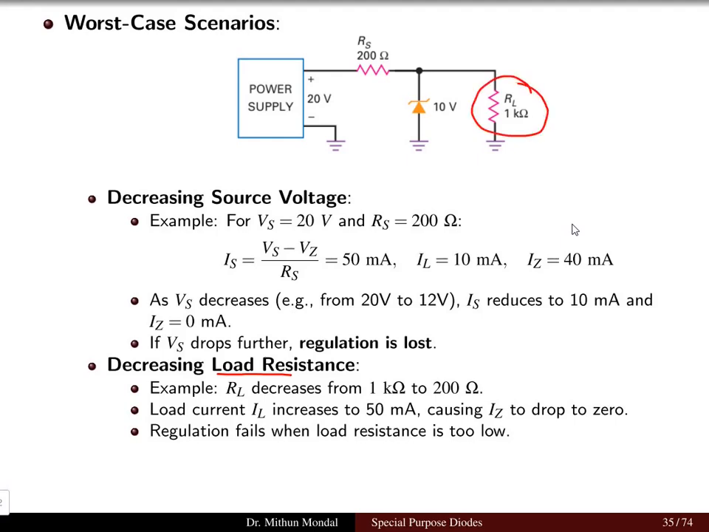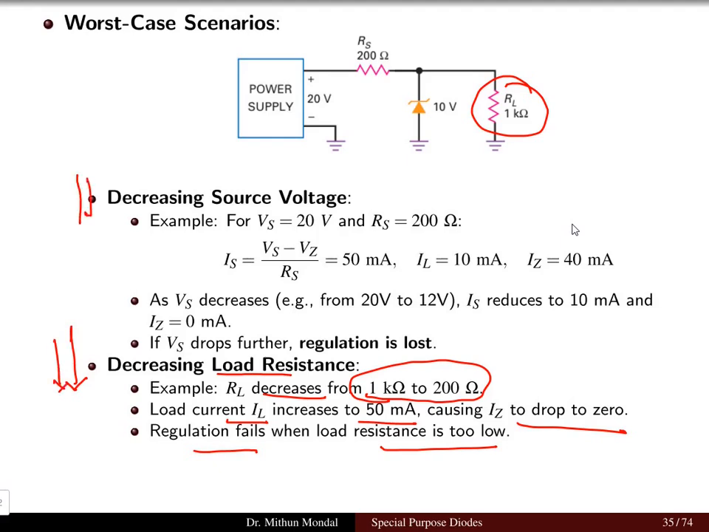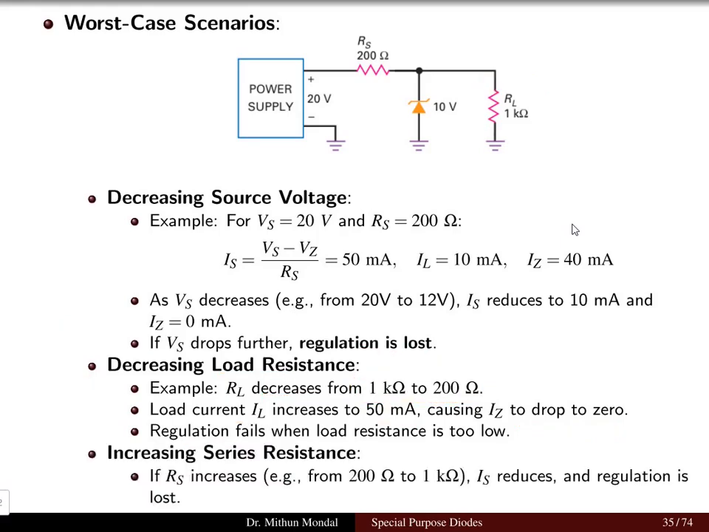So there is a load resistance RL. If it is decreased from 1 kilo ohm to 200 ohms, what will happen? Load current will increase to 50 milliampere and IZ will drop to 0. So again the regulation will fail when the load resistance is too low. So we cannot have the load resistance too low, or the source voltage too low. Both will cause the regulation to be lost.